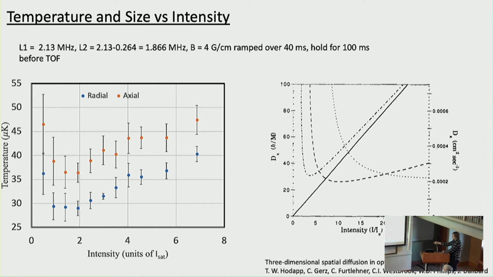But Bill Phillips and Jean Dalibard did a full simulation of 3D optical molasses, and they also claim the same thing. They say that you're going to get to a certain intensity, and then the cooling is simply going to break down, and you're actually going to get more spatial momentum diffusion in your temperatures, so it will increase. So that's possibly pretty plausible for what's going on here.